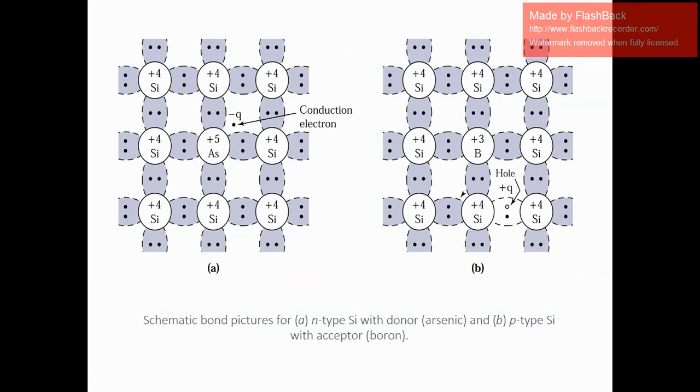Here you can see this is silicon at plus 4, and this is arsenic at plus 5, so there is one extra conduction electron, and in boron there is one extra hole. Also this is the pictorial view of N type silicon with donor arsenic and P type silicon with acceptor boron. So you can say that boron is an acceptor impurity and arsenic, phosphorus, antimony are donor impurities.